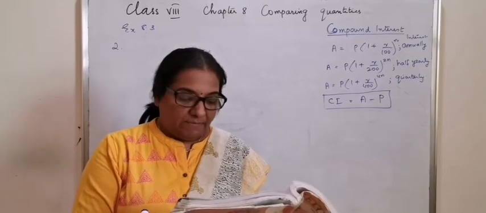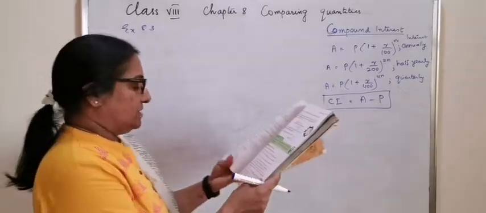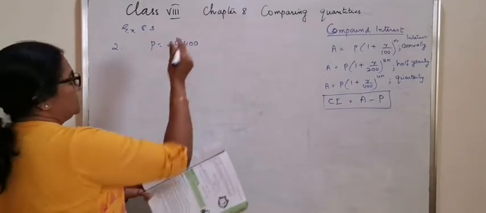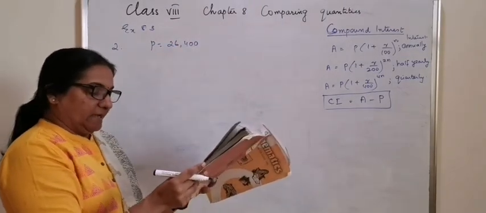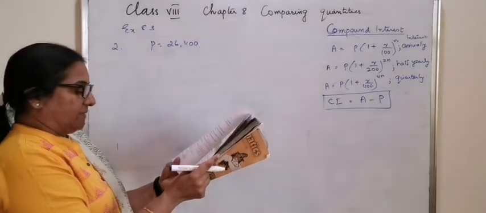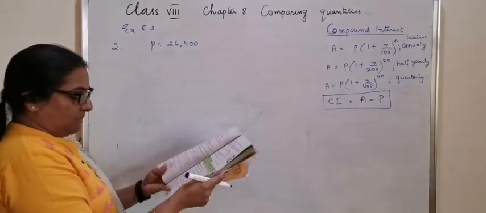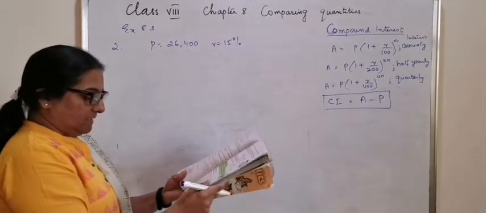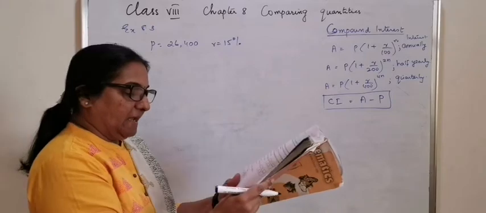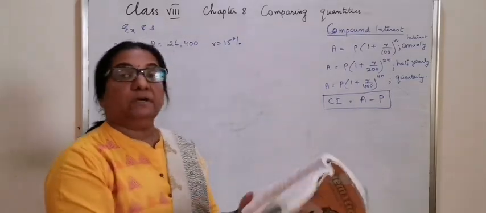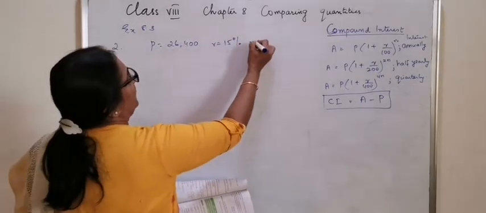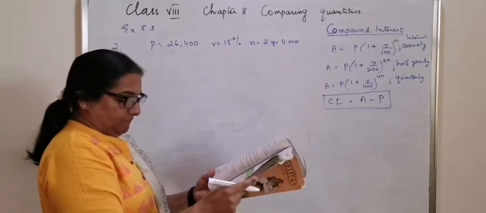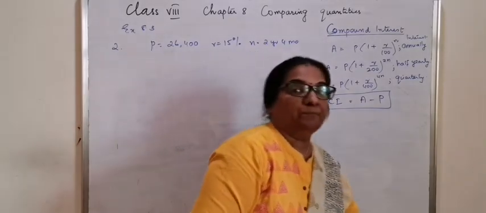Question number 2. Kamla borrowed rupees 26,400 from a bank to buy a scooter at the rate of 15% per annum compounded yearly. The rate is given as 15%. What amount will she pay at the end of 2 years and 4 months to clear the loan?